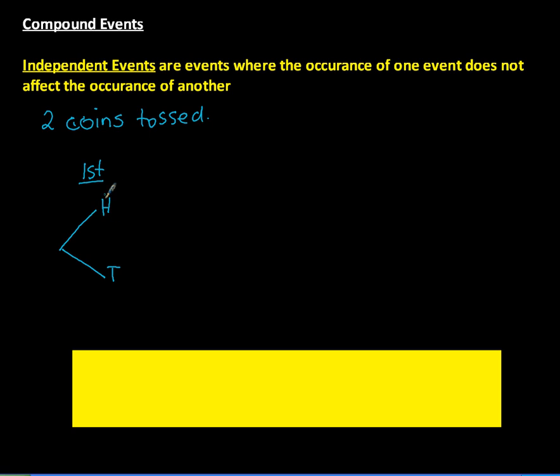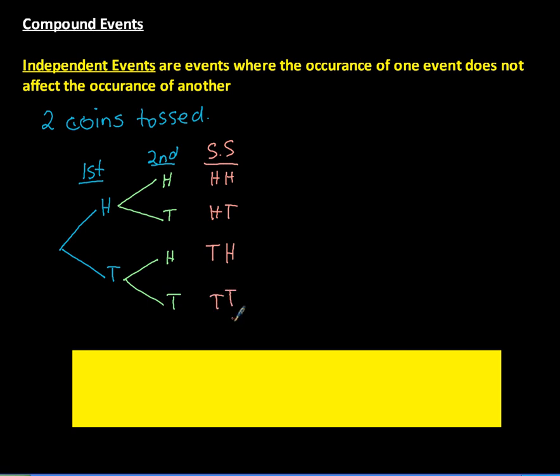If we get a head on the first outcome, does that affect what we get on the second? No, of course it doesn't. So if we get a head on the first, we can have a head on the second or a tail on the second. What about if we had a tail first? Well, of course that does not affect what we get on the second one, so we could have a head and a tail. So here is our sample space, SS for sample space. Reading along the branches to get our sample space, we've got head, head, head, tail, or a tail then a head, or a tail then a tail. So we've got four outcomes in our sample space.